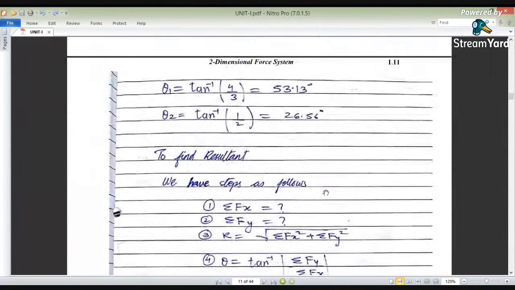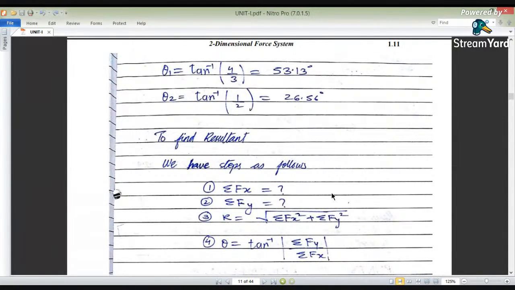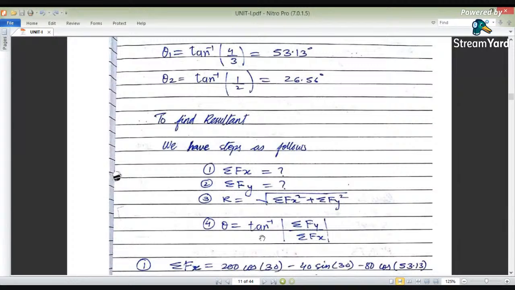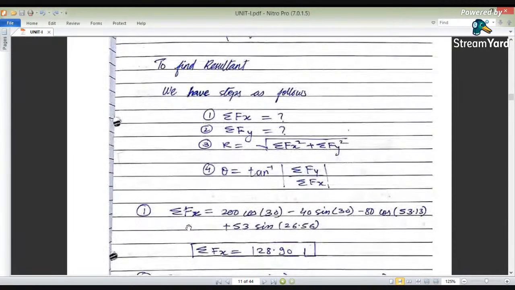That comes to be 26.56. Next we are finding out the resultant. Okay, after resolving this in x and y directions, we will find out the resultant force. First we will find out the summation of all horizontal components, then the summation of all vertical components and its resultant. The resultant is equal to square root of summation of Fx square plus summation of Fy square. And we will find out the direction, whether it lies in the first, second, third or fourth quadrant. Depending upon Fx and Fy values, theta is equal to tan inverse of Fy upon Fx.